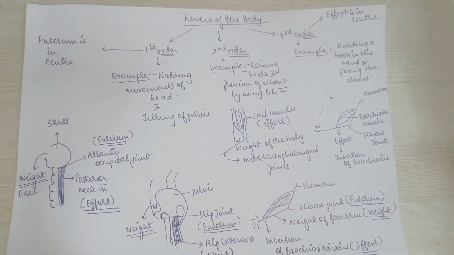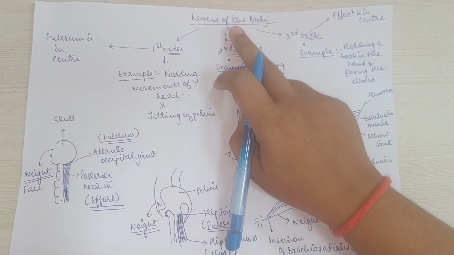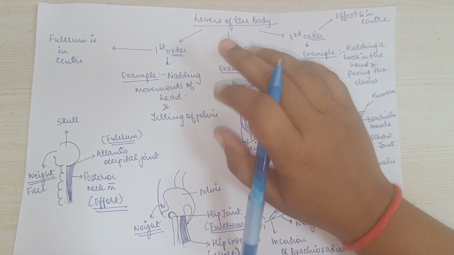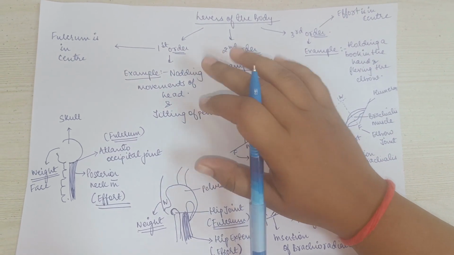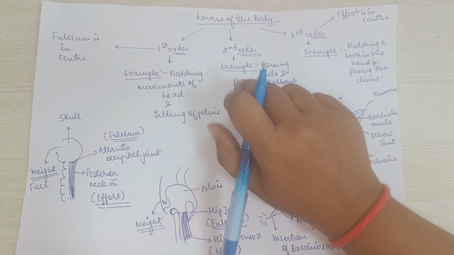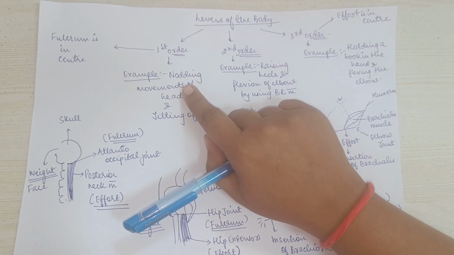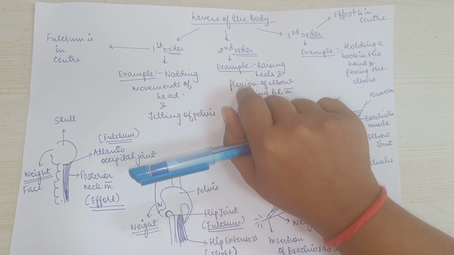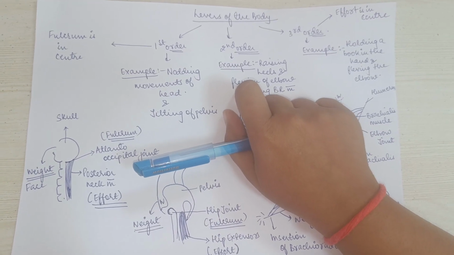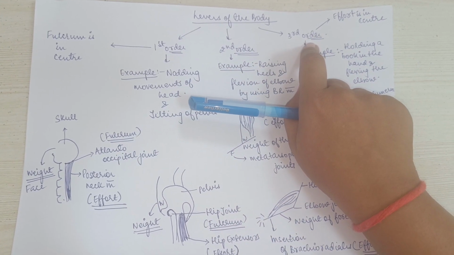So, in today's lecture, what we are going to do is understand about levers of the body. In the previous lectures, we have already understood what we mean by first order lever, second order lever, and third order lever. We always remember that in first order lever, the fulcrum is in the center, in second order lever, the weight is in the center, and in third order lever, effort is in the center.